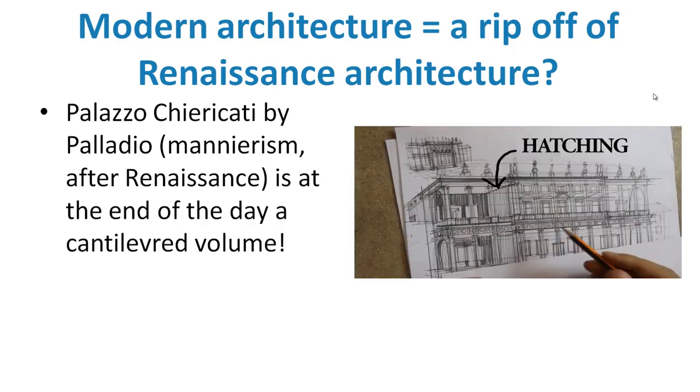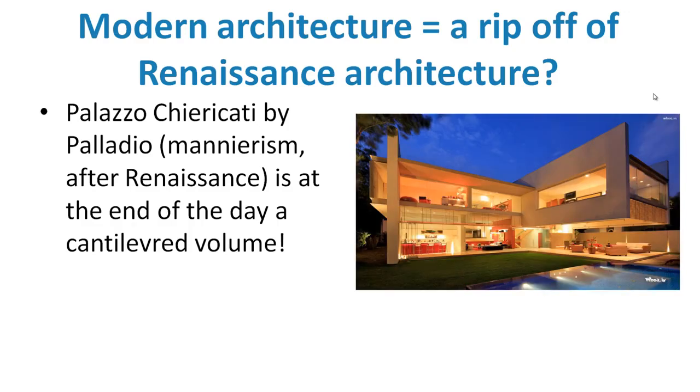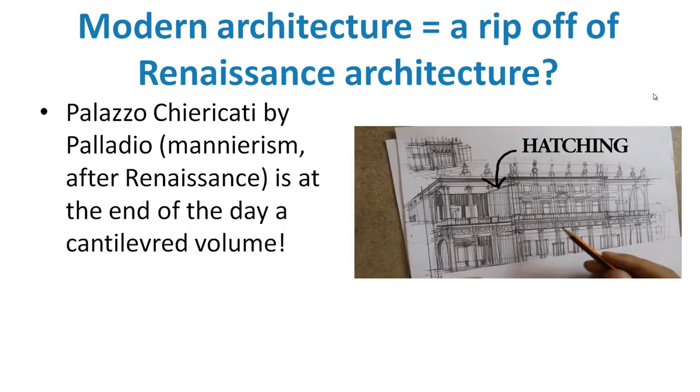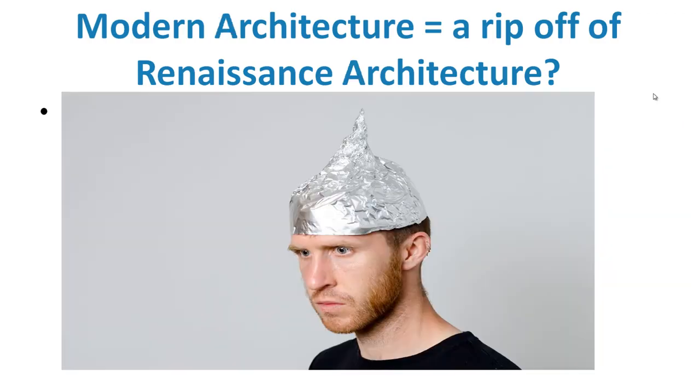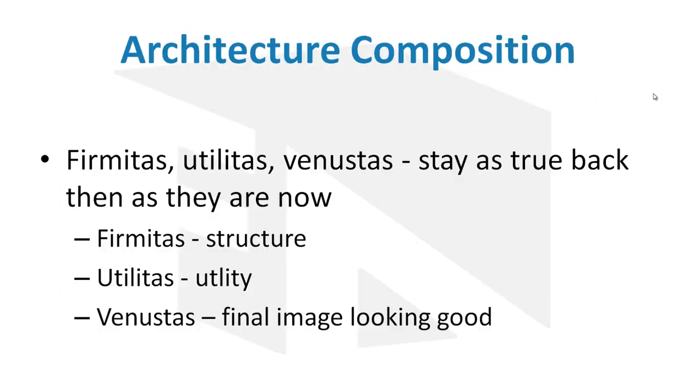That's a good question. You have the Palazzo Chiericati, which is a mannerist building, and at the end of the day, it's just a volume sitting on a void, right? It's a cantilevered volume sitting on a void. And this is an image I got of, again, a simple Google search, and you can see that it's kind of the same thing. The Palazzo Chiericati is a straight line, the house here is an L-shaped plan, but you can see the same principle of a volume, the one on the right, sitting around a void, right? This has got a colonnade, this has just got a cantilever. So is modern architecture a ripoff of Renaissance architecture? Could be. It's a good way of seeing things and of connecting ideas to get new insight. But regardless, architecture composition is still the same.